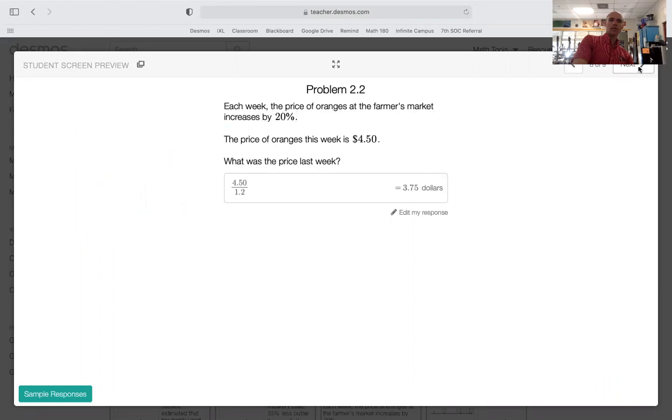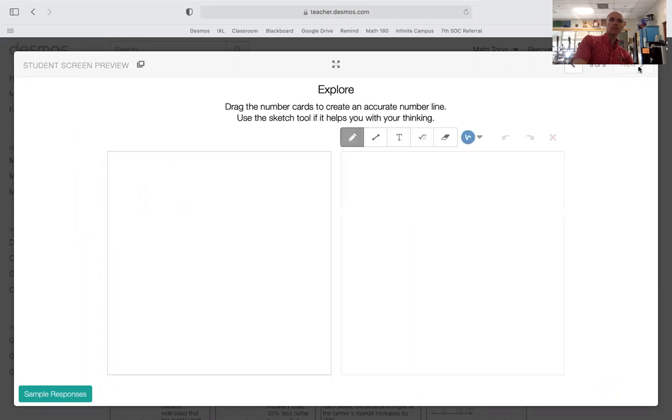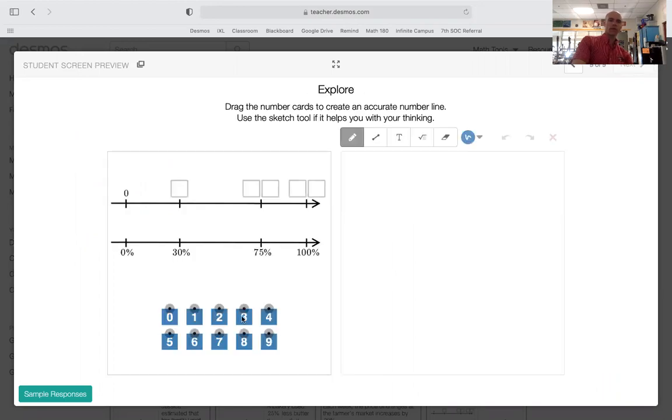All right, and the last one is this explore. So you got to use the digits to try to match something with this double number line. So whatever number you decide to put here in the 100 spot, you got to be able to use 2 digits to create 75% of that number. And you have to be able to use 2 digits to create 30% of this number. I have not actually done this yet.